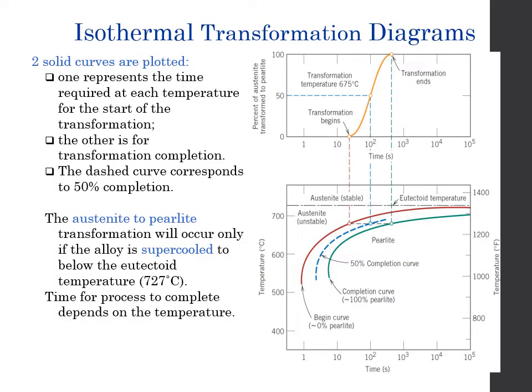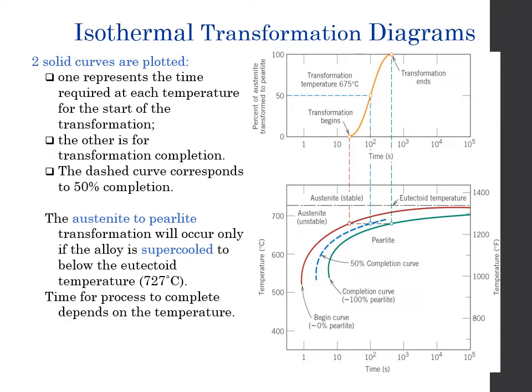So how or where does the transformation begin and end? Two solid curves are plotted. You have the first solid curve, denoted by this red line, and you have another solid curve denoted by the green line. The line where the transformation begins is this line, at the temperature of 675 just now, and you can see that the temperature over here is the same as in the iron carbide phase diagram.